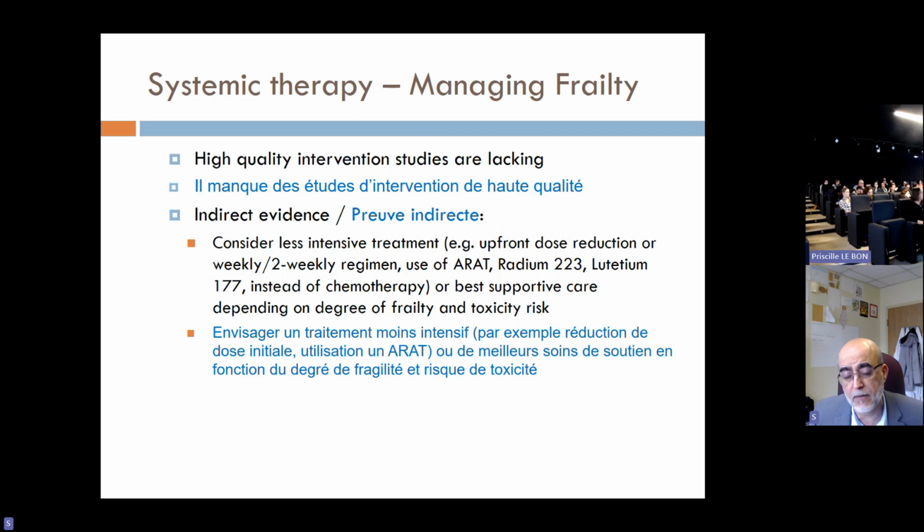Sometimes they may benefit from an ERAT instead of chemotherapy. I think most of you would be giving ERATs rather than chemotherapy anyways, or considering a radiopharmaceutical such as radium or lutetium. And some of these individuals, depending how frail they are and the risk of toxicity, the recommendation would be no chemotherapy, and that really we should be focusing on supportive care.